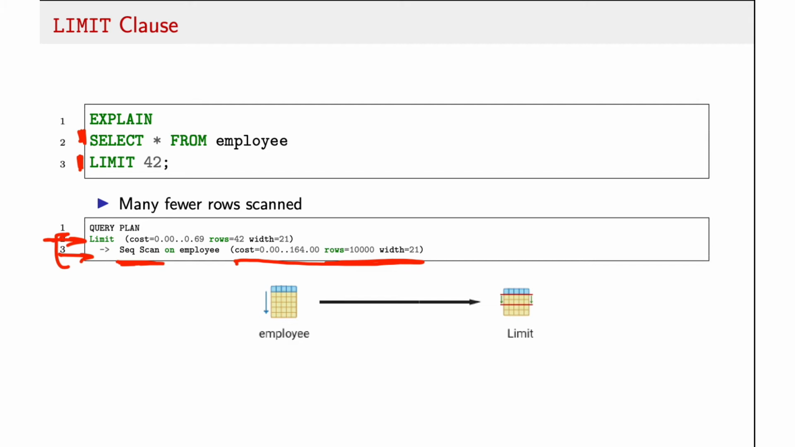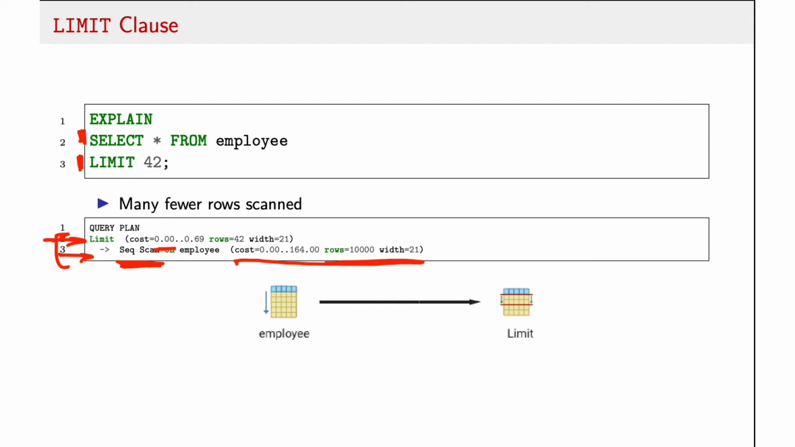So the child node here in the query plan is doing that sequential scan, and it's going to give back rows to the parent node. And that's going to be the limit node here, which is new to us, but it's got the same kind of statistics. So for example, it's telling us that its cost is 0 to 0.69.